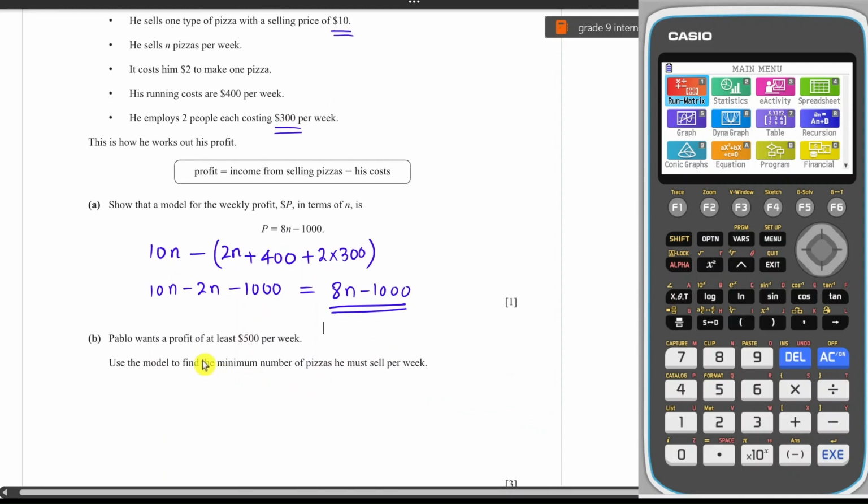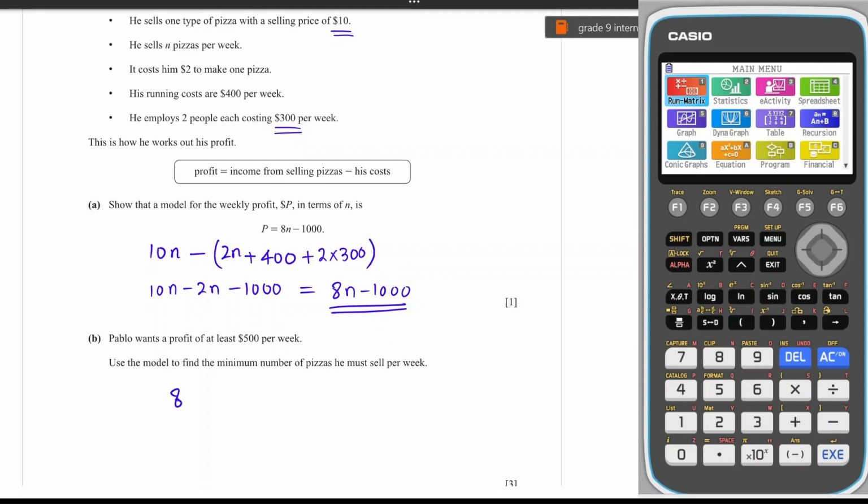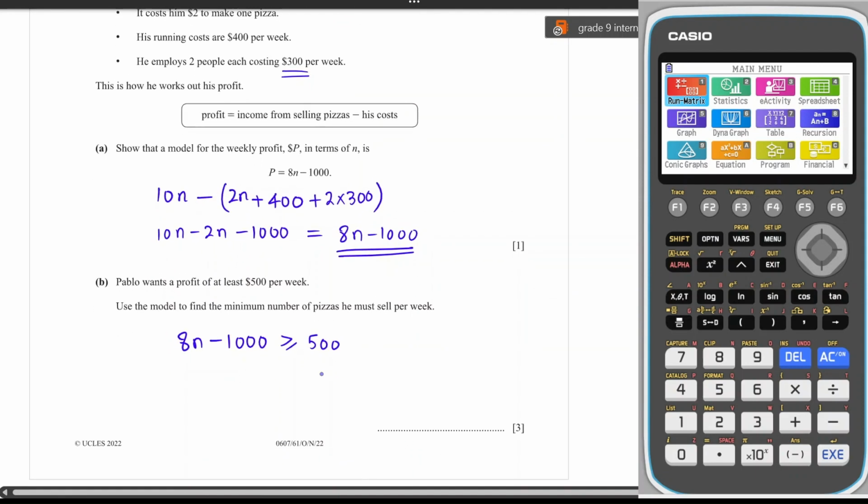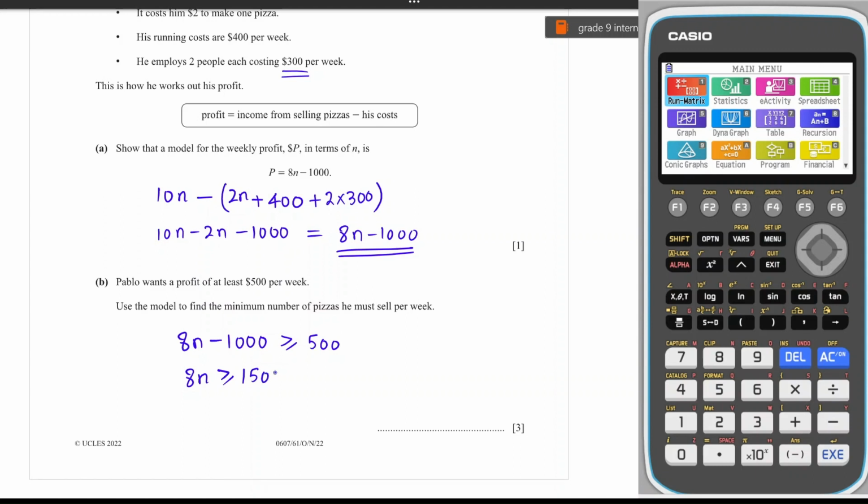Next, Pablo wants a profit of at least 500 per week. Use the model to find the minimum number of pizzas he must sell per week. So what I need here is this should be at least 500. So 8n minus 1000 should be greater than or equal to 500, which if I simplify gives me 8n is greater than or equal to 1500, and n is greater than or equal to 1500 divided by 8.